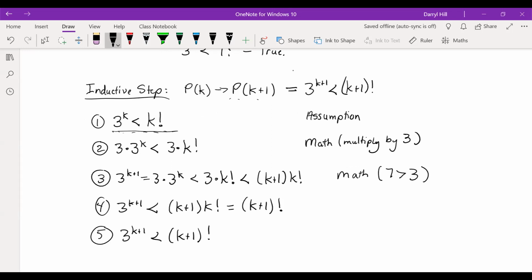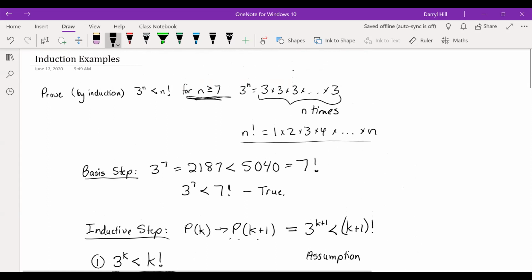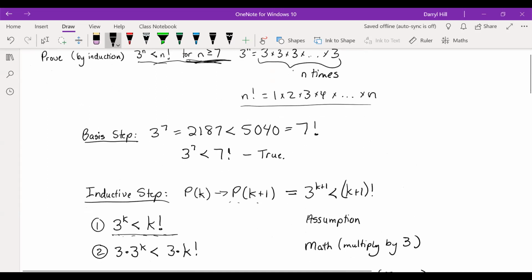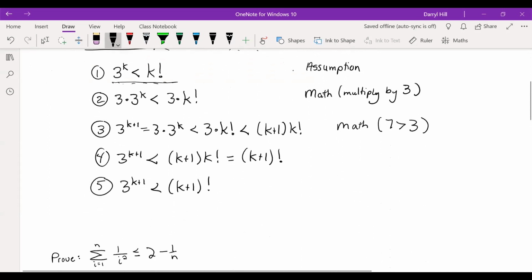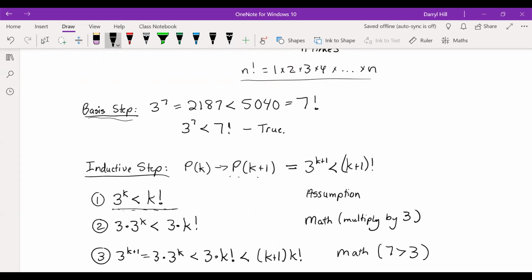And so that, in conjunction with our base case, proves that it holds true for all n greater than or equal to 7. Okay, any questions on that? Every time you do these, the math of the proofs might be a little bit different, but you should always remember the basis step and the inductive step. They always take on basically the same forms.